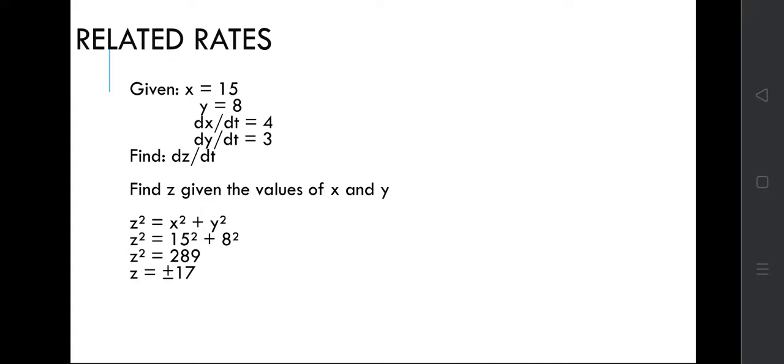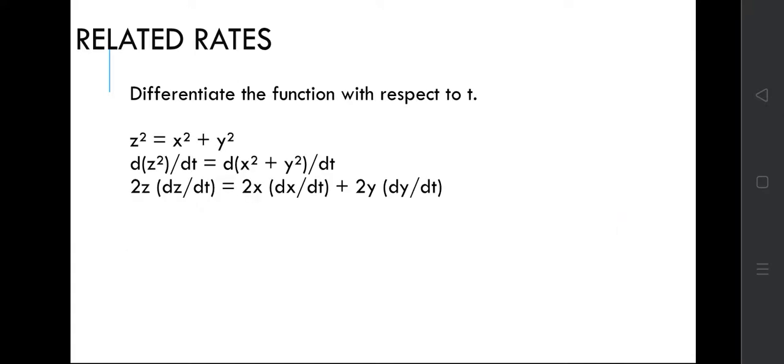Familiar siya. Mukha siyang Pythagorean equation kasi Pythagorean equation talaga siya. So, z squared is equal to x squared plus y squared. Z squared is equal to 15 squared plus 8 squared. Z squared is equal to 289. Z is equal to plus minus 17. Diba? So, since wala pa naman masyadong restriction sa problem, we should consider both the positive and negative sides of 17. So, the value of z is plus or minus 17.